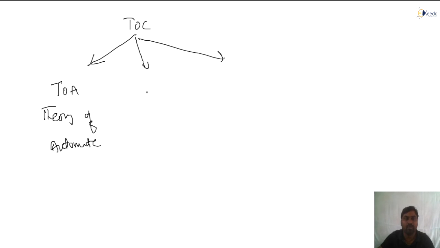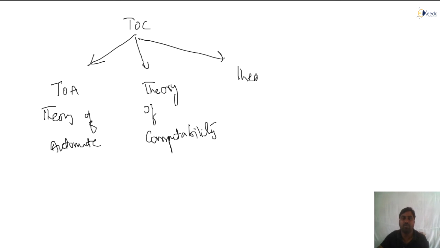Theory of automata. Next one, theory of computability. Theory of computability. Computability. Next, theory of complexity. Theory of complexity. Please do understand all of it.